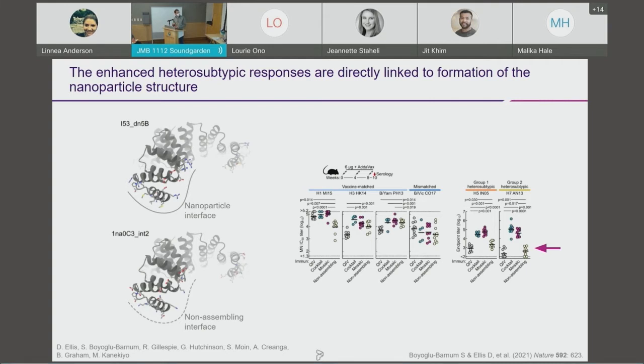And when we immunized mice with these, the data is in pale yellow. We saw that vaccine-matched responses didn't really change much from the nanoparticles or the seasonal vaccines, but heterosubtypic responses dropped all the way back down to the level of seasonal vaccines, showing that these broad antibody responses were directly linked to formation of the nanoparticle structure.